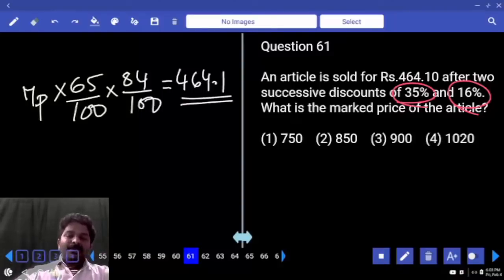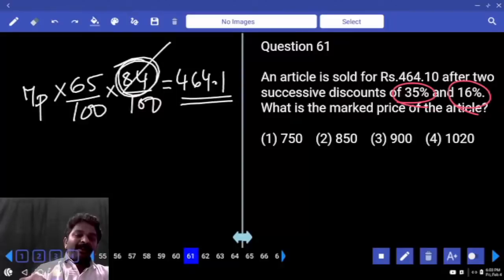Right hand side 464.1, is that 3 multiple? Is that 9 multiple? Come on. Is it 3 multiple? Left hand side 3 multiple, right hand side 3 multiple, gets cancelled, right? Can your market price be 3 multiple now?